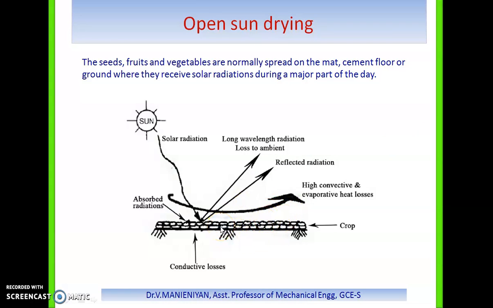The crop is dried as moisture evaporates, which appears as evaporation losses. Further, a part of the absorbed thermal energy is conducted into the interior of the product. It causes the temperature of the crop to rise further for the drying.